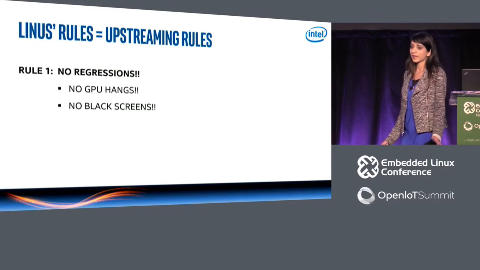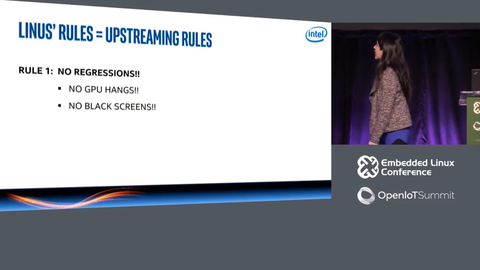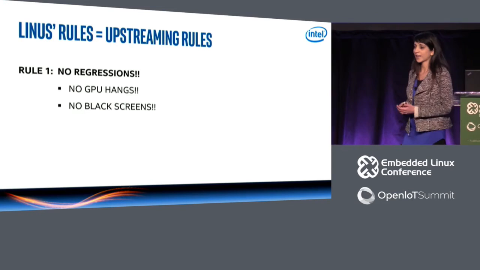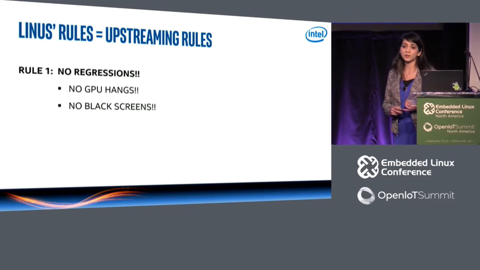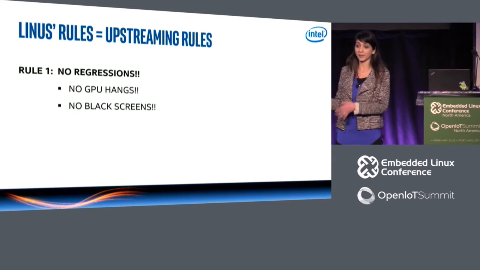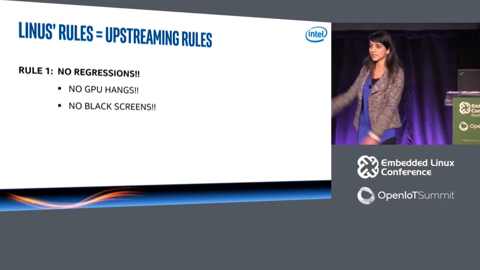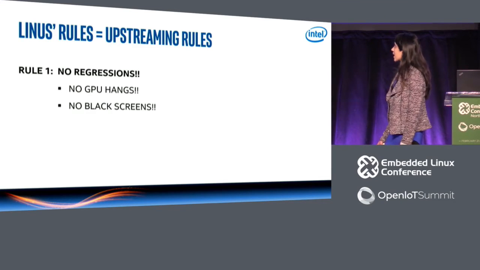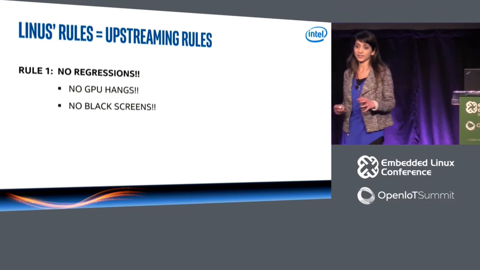The first rule, I call them Linus's rules. First rule, no regressions, right? That means no GPU hangs, no black screens. If you submit a patch, it should not break the code, and it should not result in a black screen or regressions. That means the review cycles can get really aggressive.